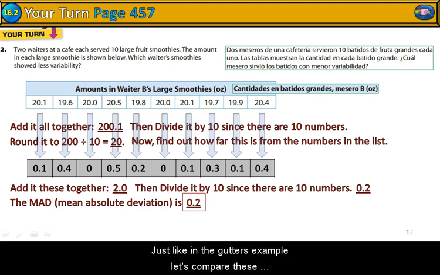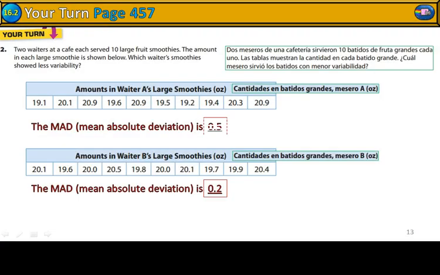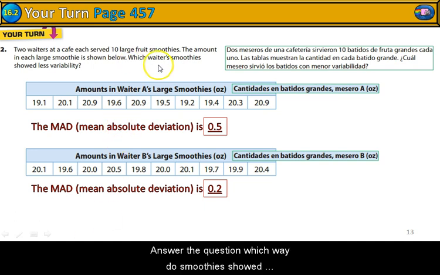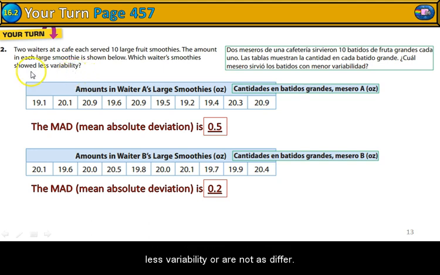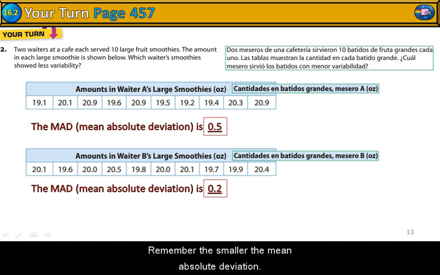Just like in the guided example, let's compare these two mean absolute deviations. We have 0.5 compared to 0.2. Answering the question, which waiter's smoothies showed less variability, or are not as different from the mean? You guessed correctly, waiter B. Remember, the smaller the mean absolute deviation, the closer the numbers in the list are to the mean that we've calculated. All these numbers in waiter B's list are very close to 20. While in waiter A, they're a little bit farther from 20, but still really close. The difference is quite similar.